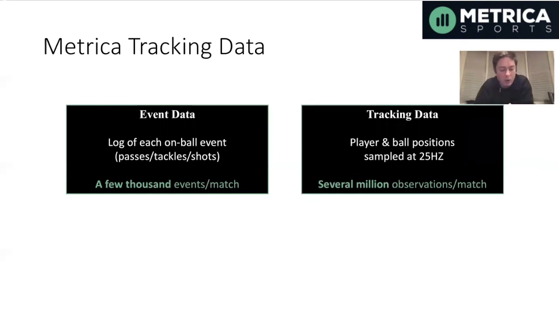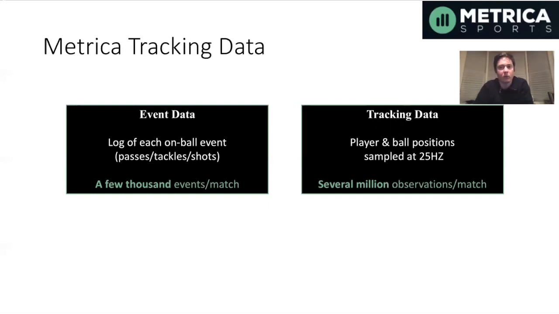Now, just to remind you, there are essentially different types of data in football. Event data is a log of each on-ball event. So that includes passes and tackles and shots, when they occurred in the match, where they occurred on the field, so the start and the end location of a pass, or the location of where a shot was taken, as well as the players that are involved. And so typically this results in about a few thousand events per match. But it only records on-ball activities.